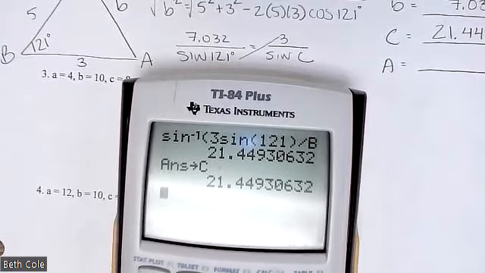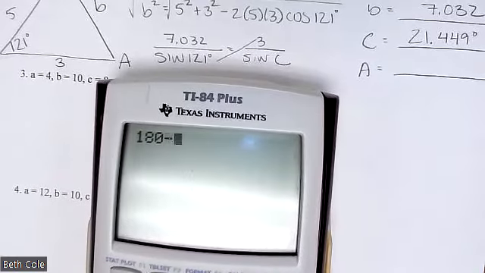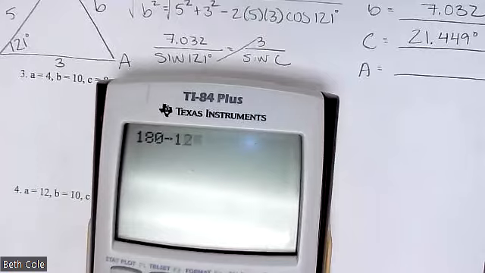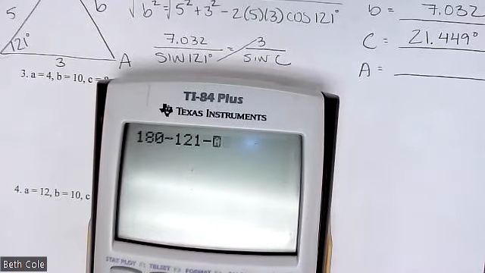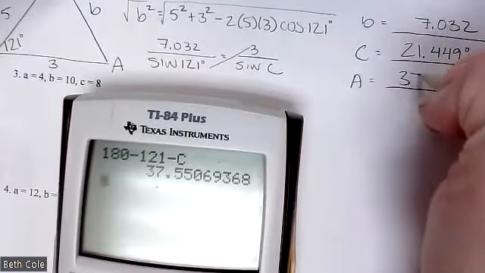And then you store it, store alpha C, enter, because that was C. And then you don't have to do any work for the last one. You can just subtract from 180. All right, so 180 minus, what are the other two? Good, 121 and C. I'll give you what's left. So that one's kind of smaller. Actually, both of those were pretty small.